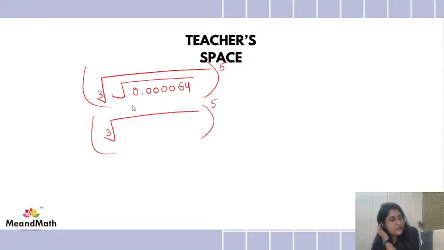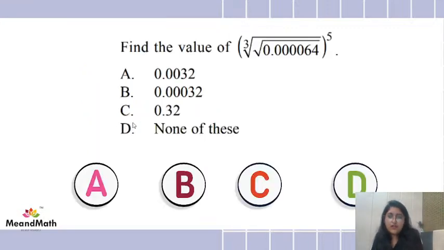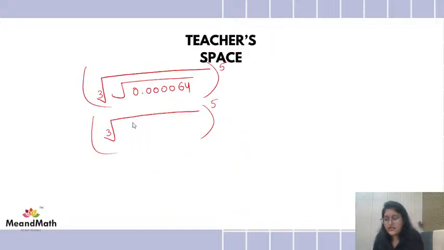Can you tell me which number will come here? 0.000064. Vaishnavi, what is 225 over here? Can you explain it to me? Which number's square gives us this? Means how can we write this thing?